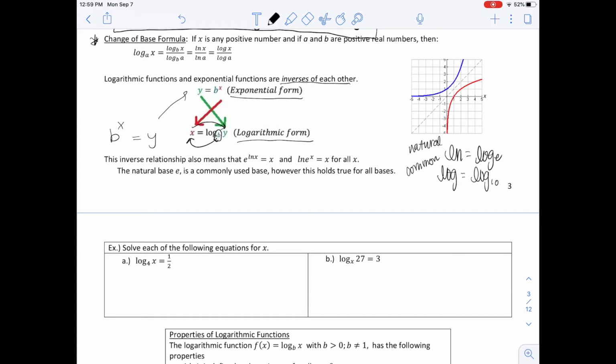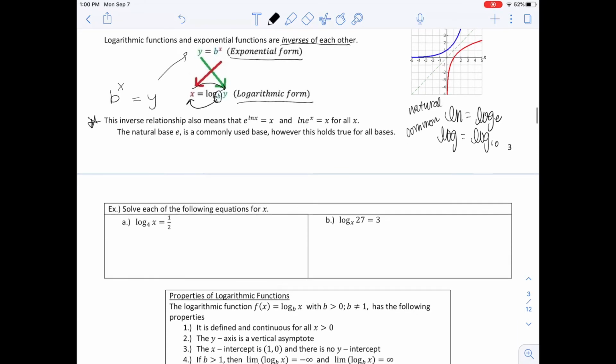The inverse relationship also means that e to the ln of x is just equal to x, and ln of e to the x is equal to x for all x's. The natural base e is a commonly used base. However, this holds true for all bases.